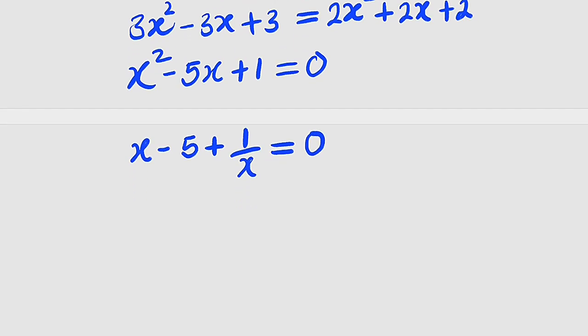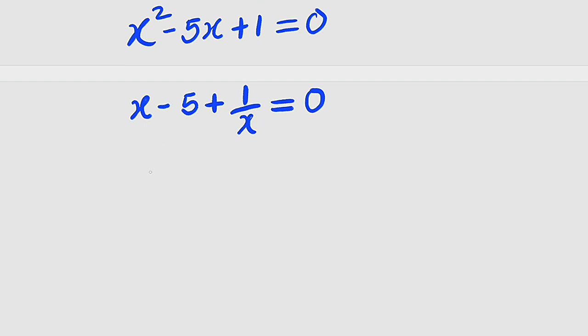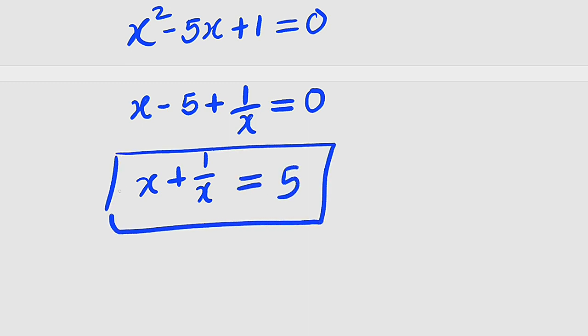Now remember, what we are looking for is just x plus 1 divided by x, which is right here. Now let us take negative 5 to the right hand side. Therefore, x plus 1 divided by x as required is equal to positive 5. And this is our final answer. Now let us look at it in the second approach.